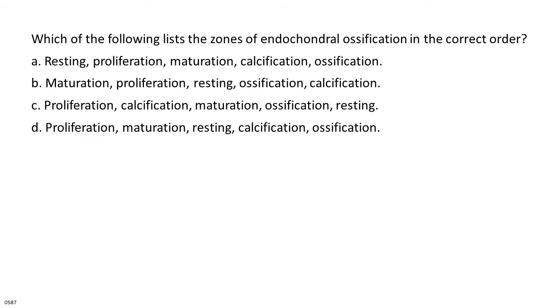Which of the following lists the zones of endochondral ossification in the correct order? A. Resting, proliferation, maturation, calcification, ossification. B. Maturation, proliferation, resting, ossification, calcification. C. Proliferation, calcification, maturation, ossification, resting. D. Proliferation, maturation, resting, calcification, ossification.